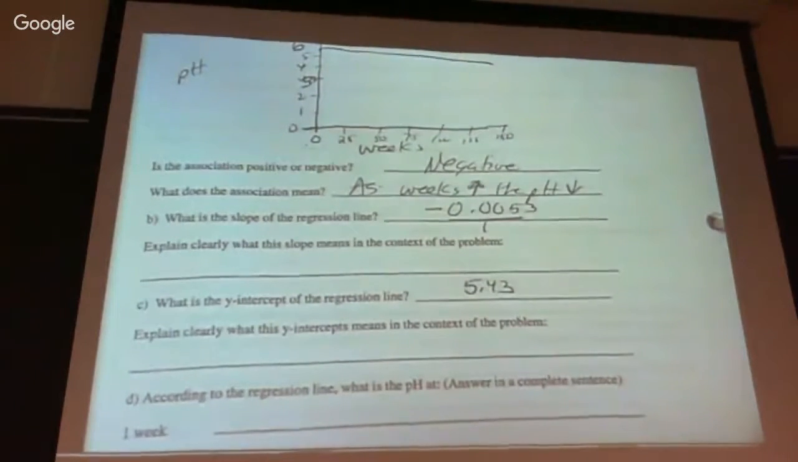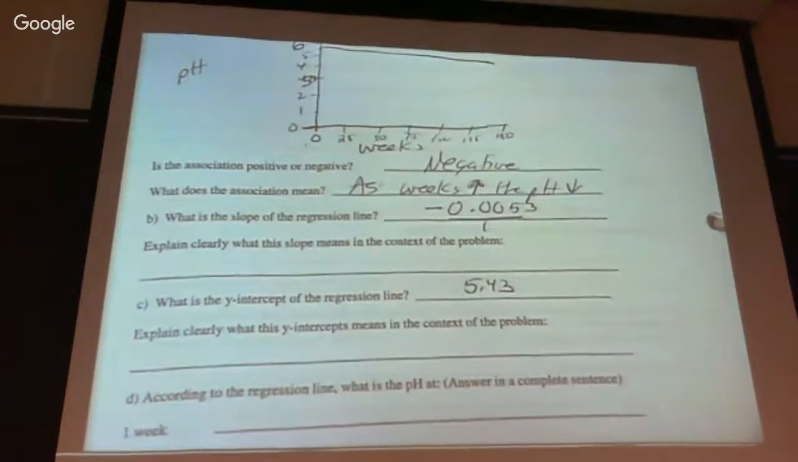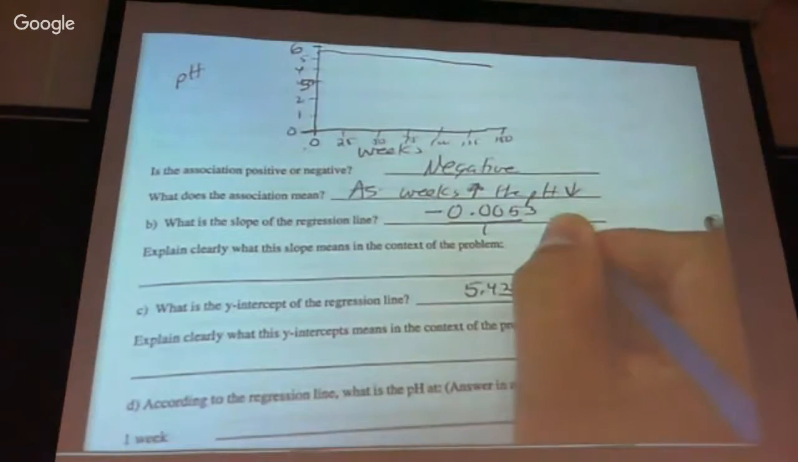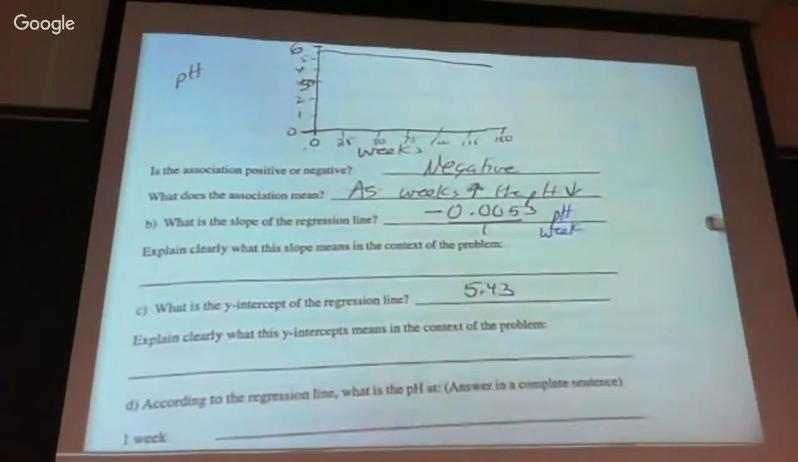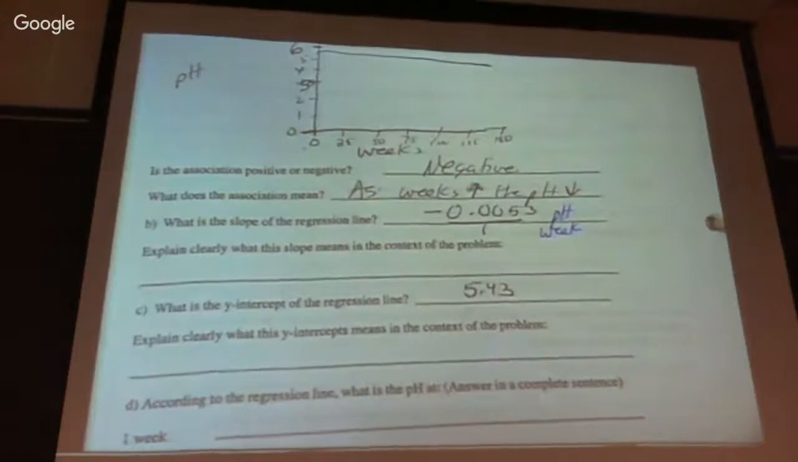How do you explain slope? Output over input. What's the output in this example? pH. What's the input? Weeks. Once you write down which is which, it basically writes itself. You just got to know what's what. You need to know X is weeks, Y is pH, slope is output over input.